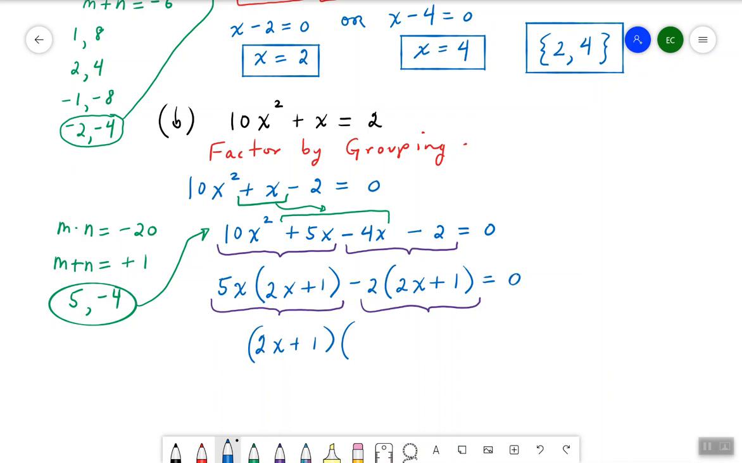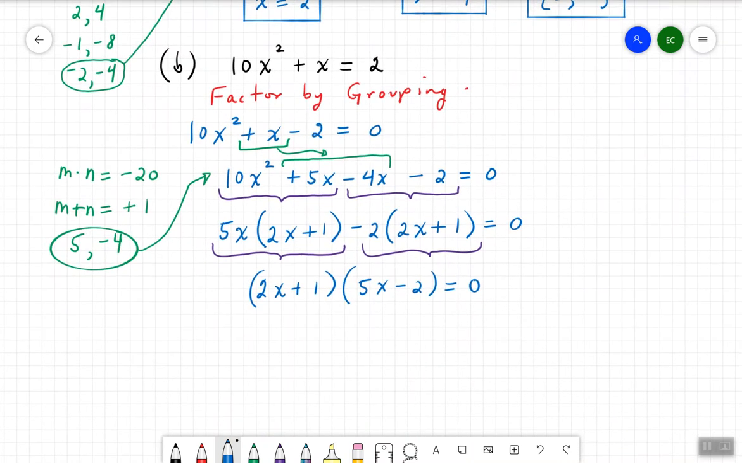And what's left over? In the first term, 5x is left over. And in the second term, minus 2 is left over. And so here we have our factors. So it took a few steps, but now we've got the thing factored. So this is a good feeling.